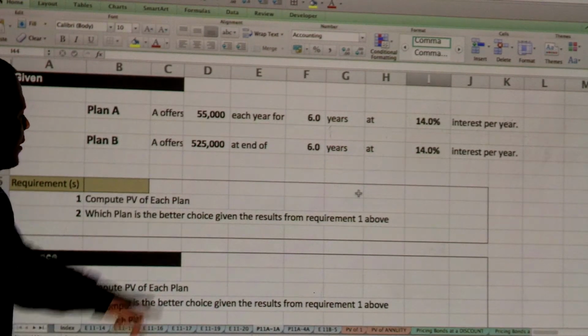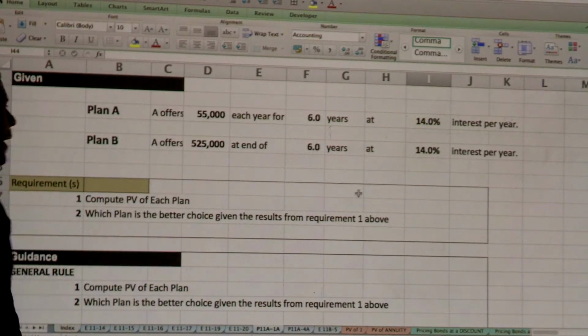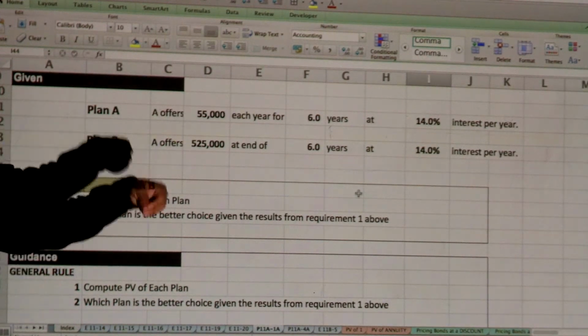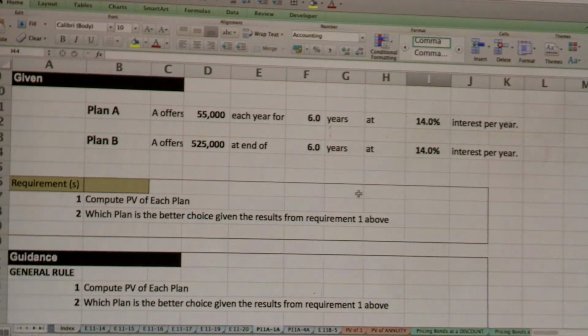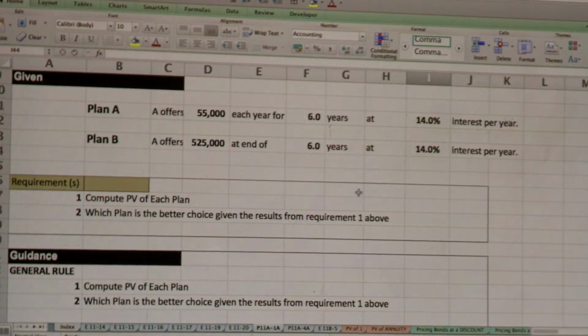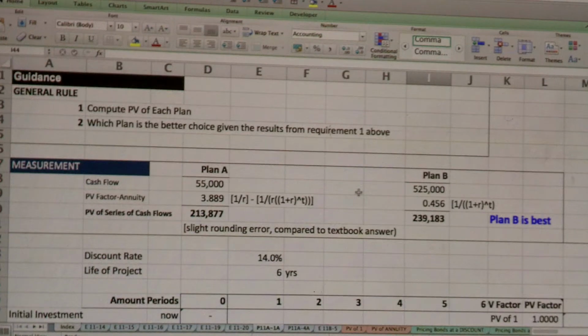Under Plan B, you're being given $525,000 once at the end of the 6th year. In each case, the interest used for this calculation will be 14%. Now, given that information, here's the answer. And later I'll explain a few things from here.